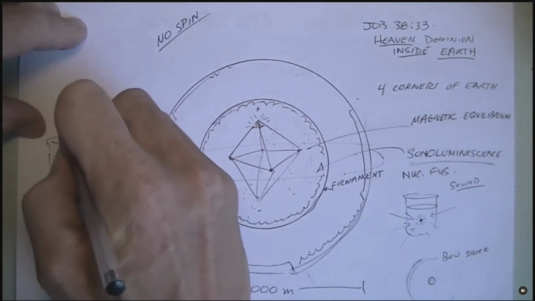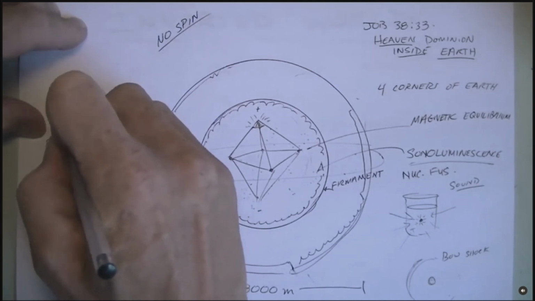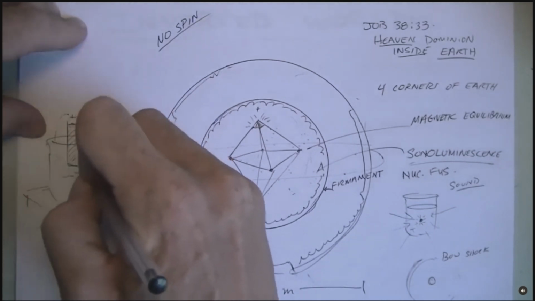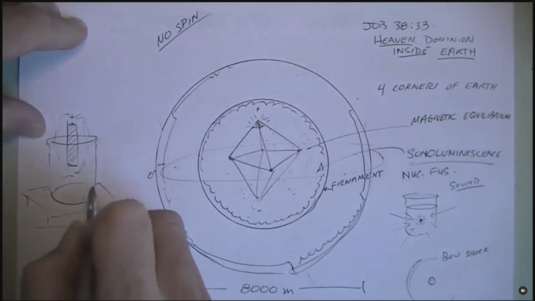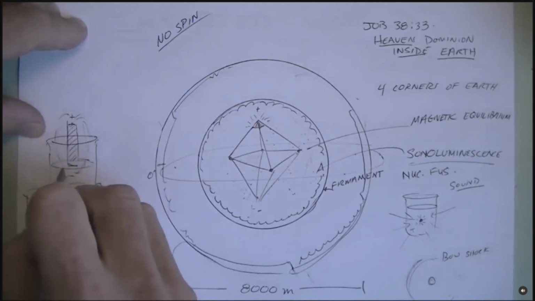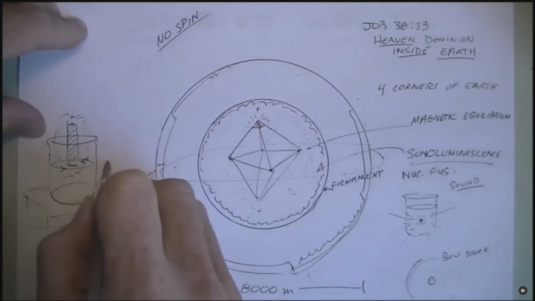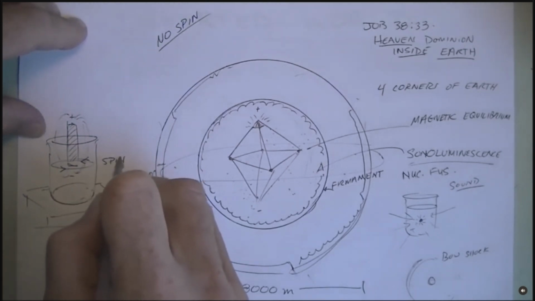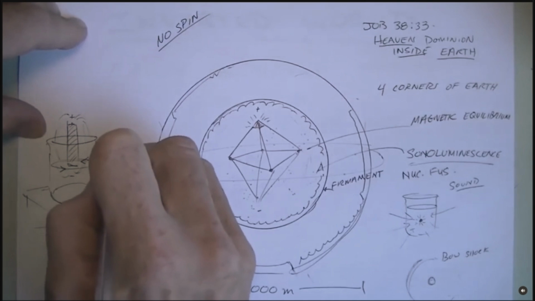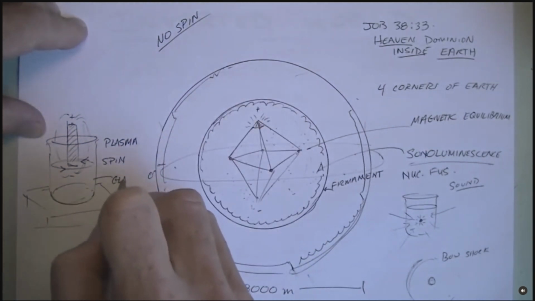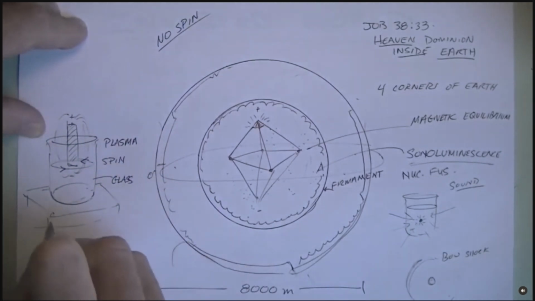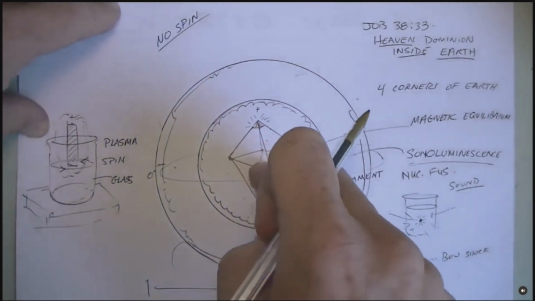Let me draw this a little bit better here. So these field lines are returning like that, okay? What that does basically is that it creates a spin, a lateral spin like that. Magnets create plasma spin inside glass. That's what's happening in the earth.